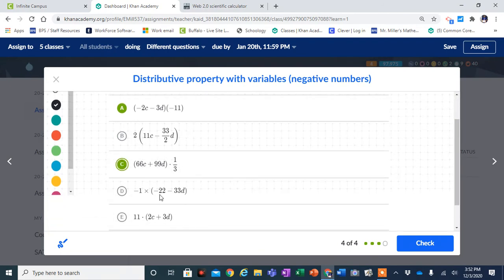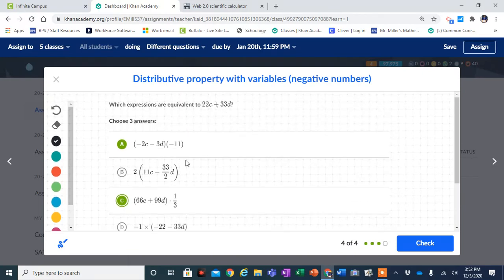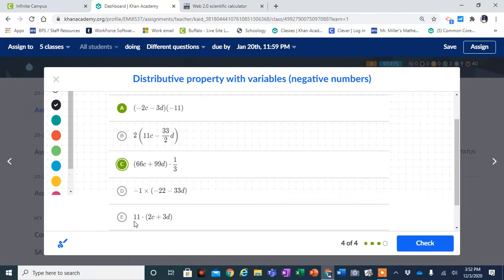Negative 1 times negative 22 is positive 22. The problem is there's supposed to be a C. That does not have a C. 11 times 2 is 22C. 11 times 3 is 33D.